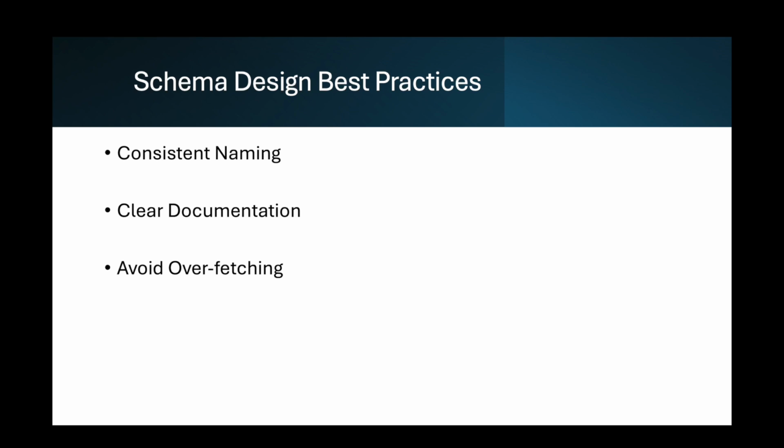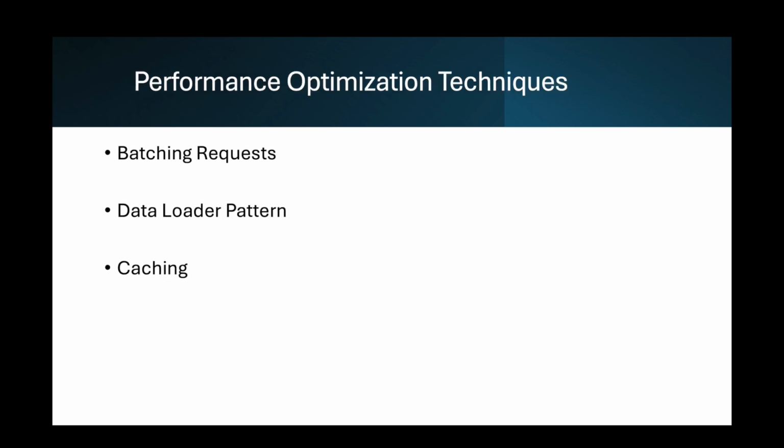Next, about performance optimization techniques. First one is batching requests. Use batching techniques to combine multiple requests into a single request to reduce round trip latency and overhead. Next is the data loader pattern, where you implement the data loader pattern to batch and cache data fetching operations, reducing database load and improving performance. Next best practice is caching. Use caching strategies to cache frequently accessed data and reduce the number of database queries.